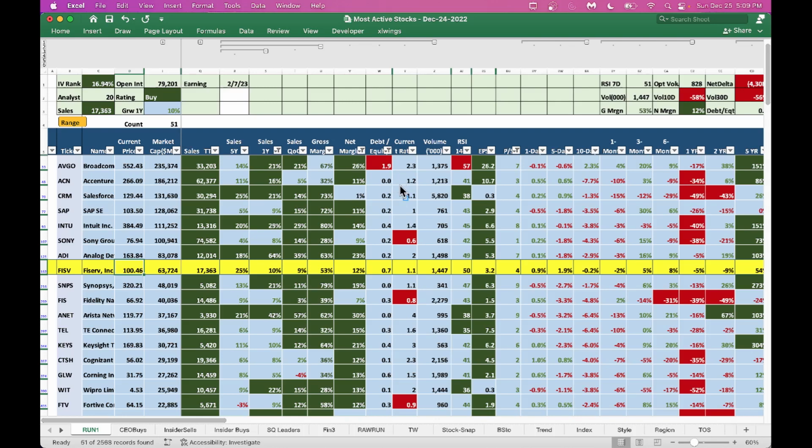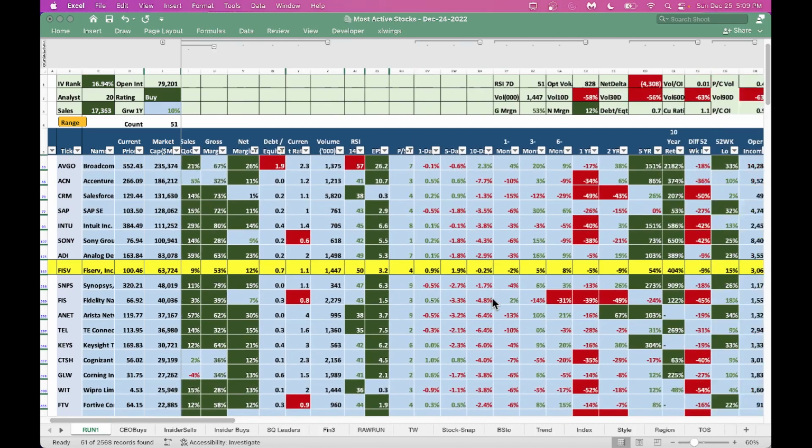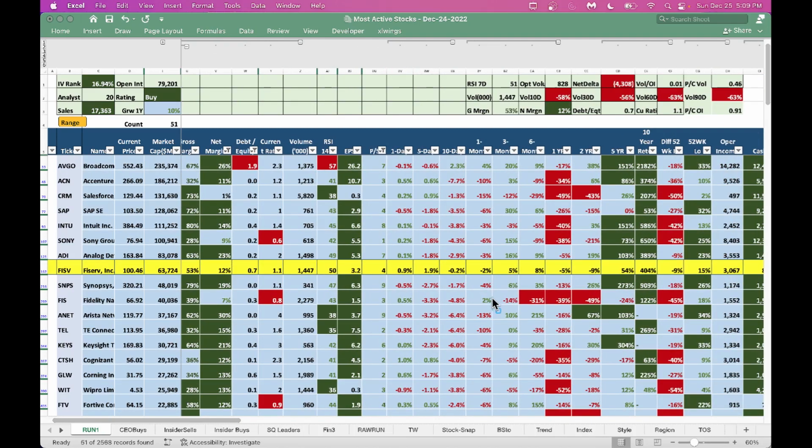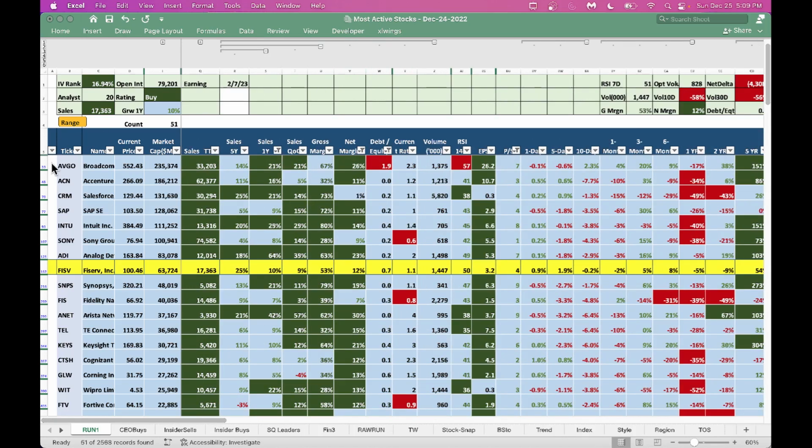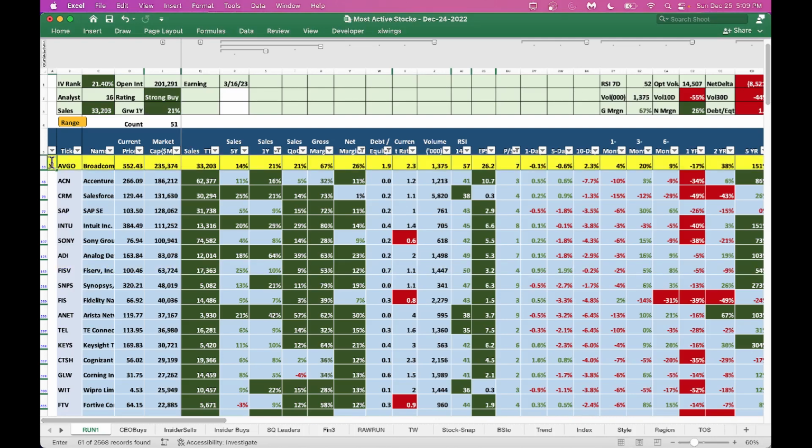I would go with Avago or Broadcom here. Broadcom is a great stock, and as you scan through here, look at the performance of Broadcom here. Look at that nice performance. In 10 years it's done 2,182%. I would love Avago or Broadcom here. This is a keeper. I would add this to my portfolio here.